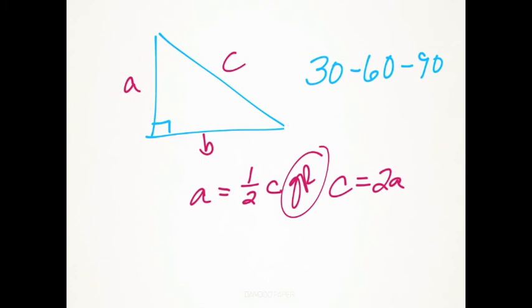So let's say A was 3, then C would be 6, and you could use the Pythagorean theorem to determine what B would equal.